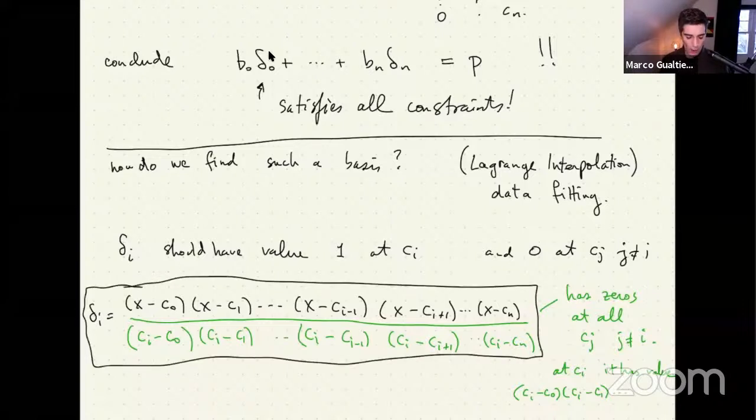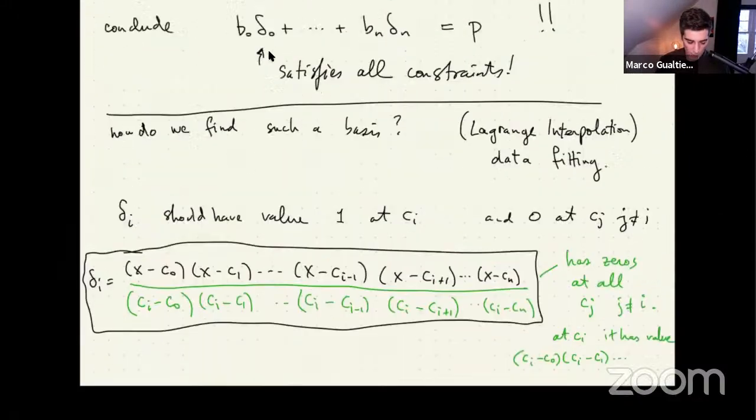Okay, it has zeros at all of the Cj's except for j equals i, and the value at Ci is equal to 1. Okay, now there's a problem with this. There's a possible problem with this, which you should be worried about. I'll get to your question in a second.